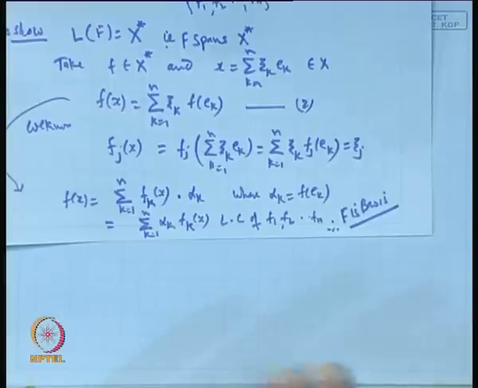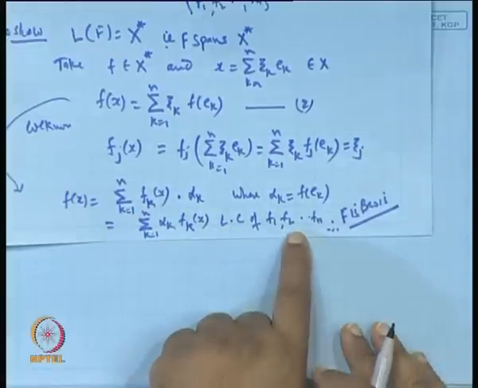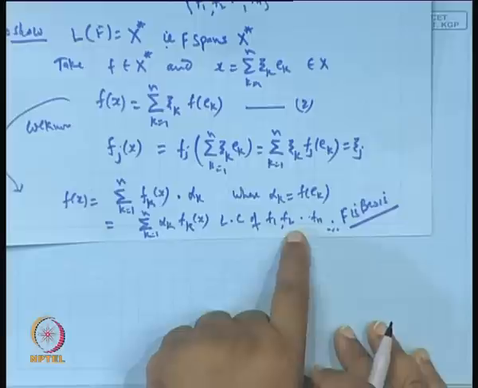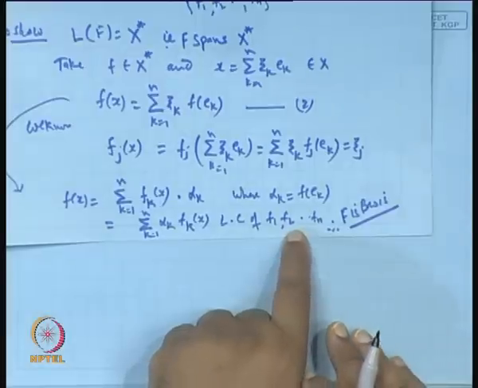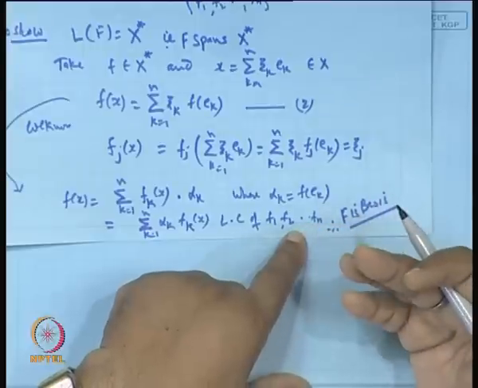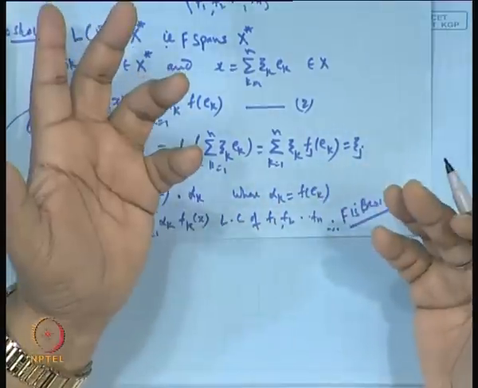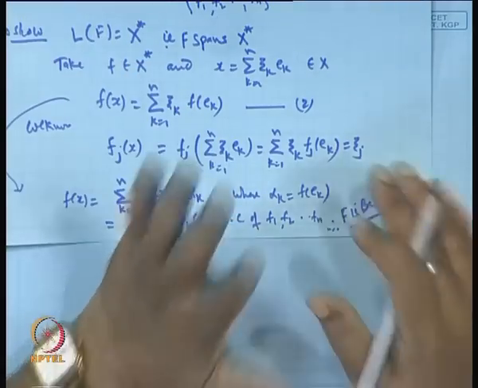Now, once it is a basis, any element f can be expressed as a linear combination of f 1, f 2, f n, and these are the basis. So the dimension of this will be n, only n terms. So the dimension of X star and the dimension of X will be identical. Clear? So that proves this. I think it is okay.